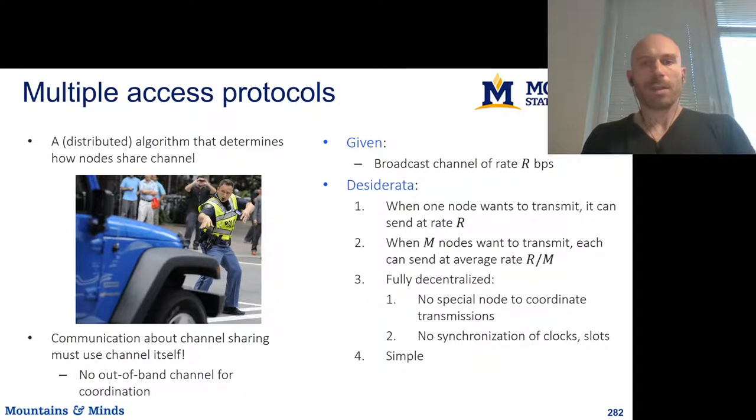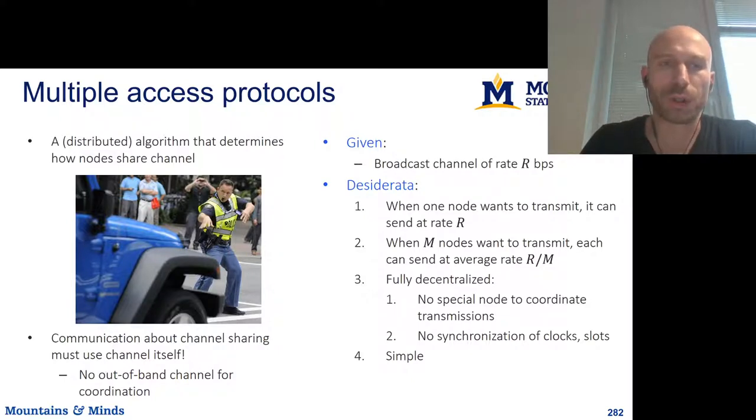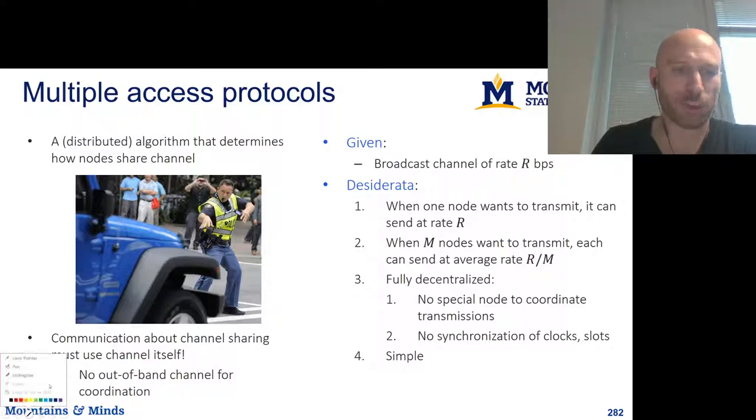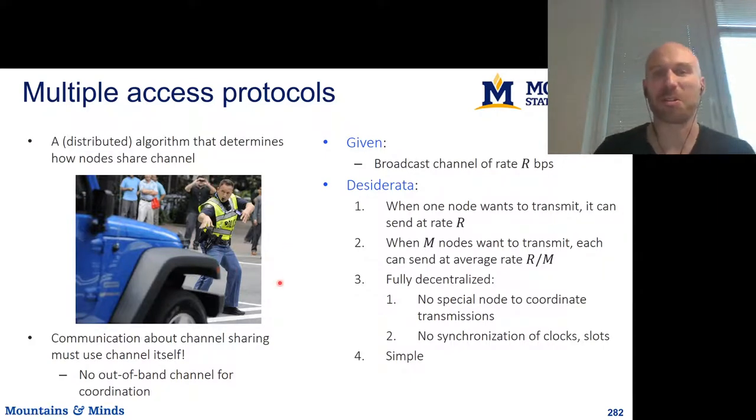Hi all. So today we'll talk about multiple access protocols, or basically ways, methods at the link layer to allow nodes to share the channel. So you can think of the shared channel as being an intersection and multiple nodes wanting to traverse it. And then we have the MAC algorithm here that decides who gets to go through at any given time.